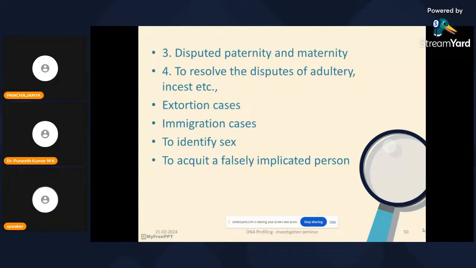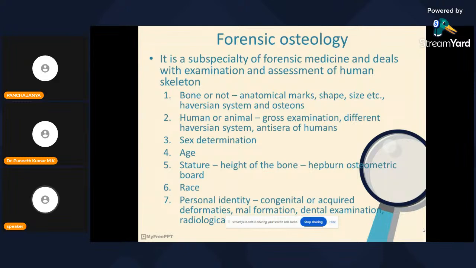Next, forensic osteology. It is the subspecialty of forensic medicine and deals with examination and assessment of a human skeleton. Here, to examine the human skeleton or a bone which is available, we first have to detect whether it is a bone or not, based on the anatomical marks, size, shape, etc., and the haversian system and osteon cells which are present in human bones or any kind of bones. Based on that, we first identify if it is a bone or not. Then if it is a bone, you have to identify that it is a human bone.